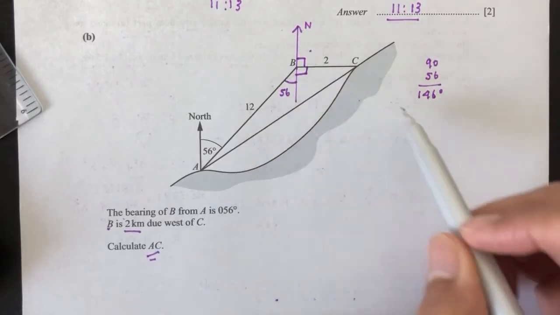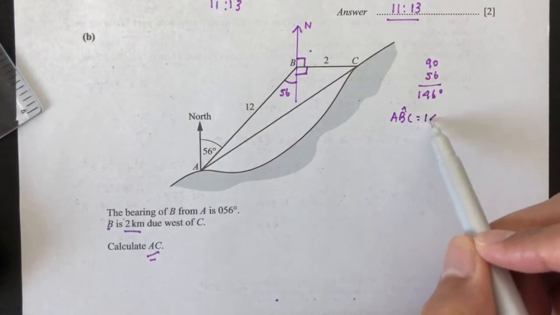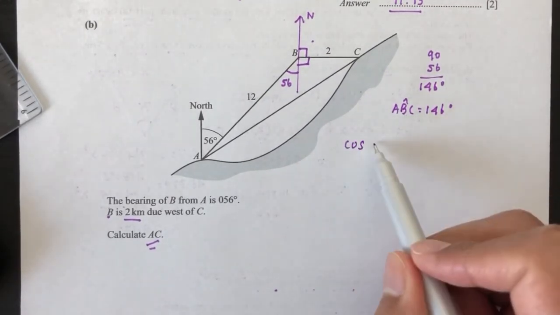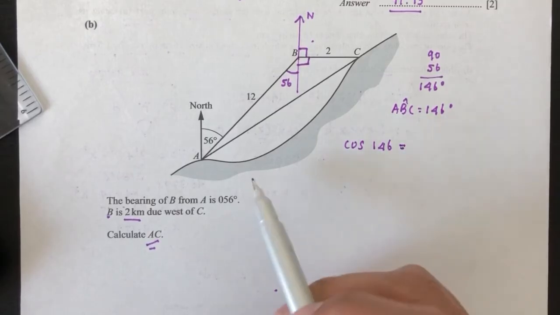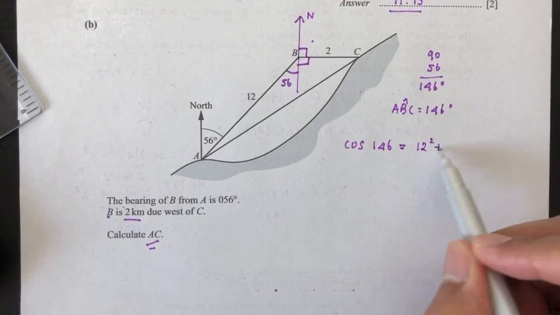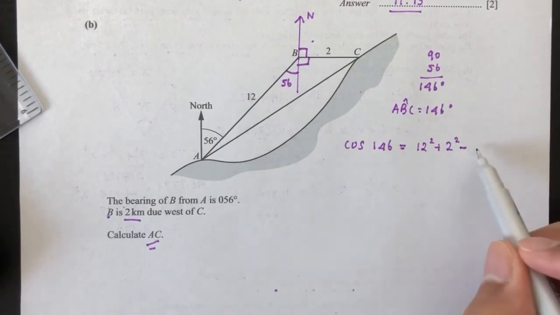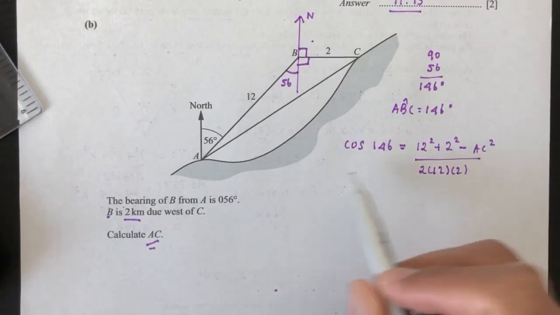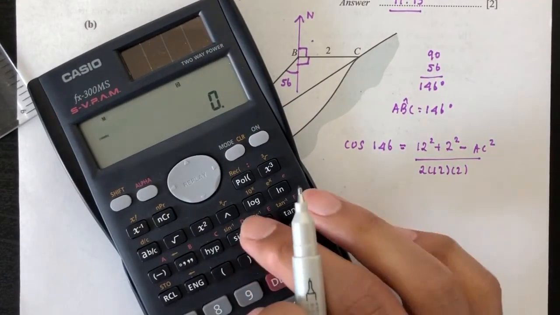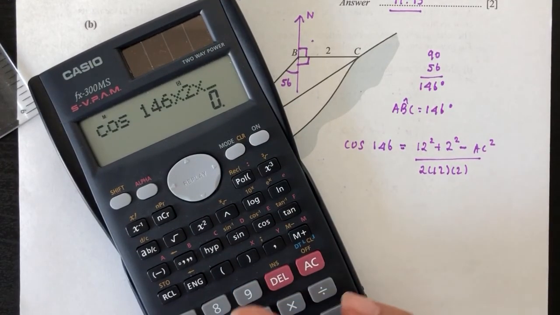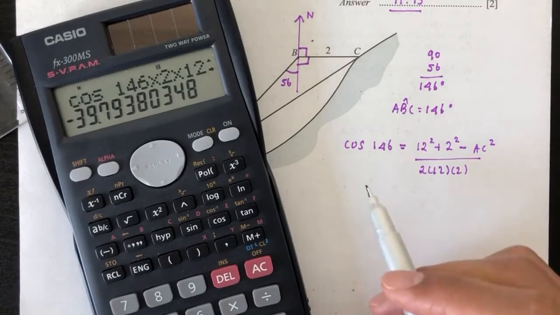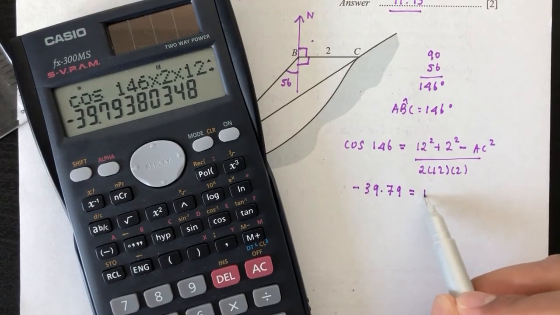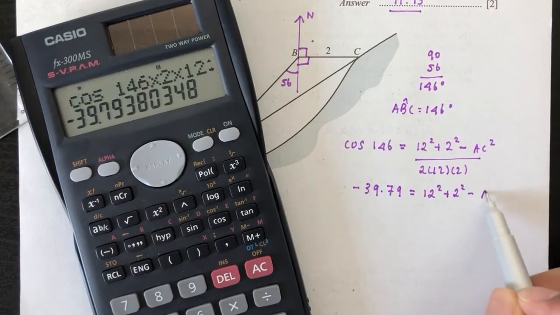So angle ABC will be 146. Since we know the angle, we can use the cosine rule. So we would say cos of angle 146 is equal to 12 squared plus 2 squared minus AC squared, divided by 2 times 12 and 2. So let's simplify. We have cos of 146 times 2 times 12 times 2, that will be minus 39.79, equal to 12 squared plus 2 squared minus AC squared.